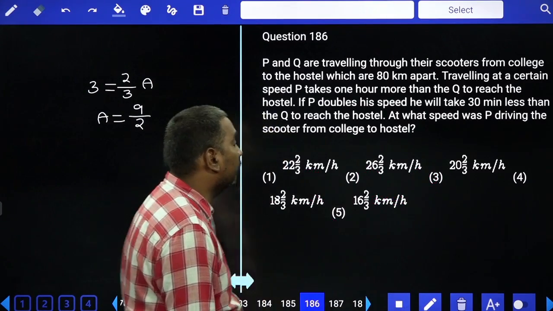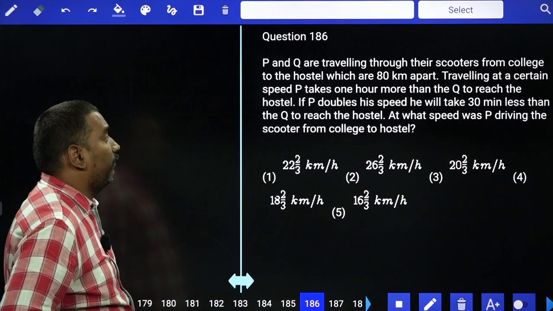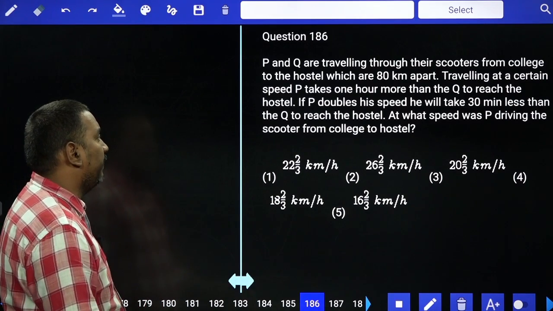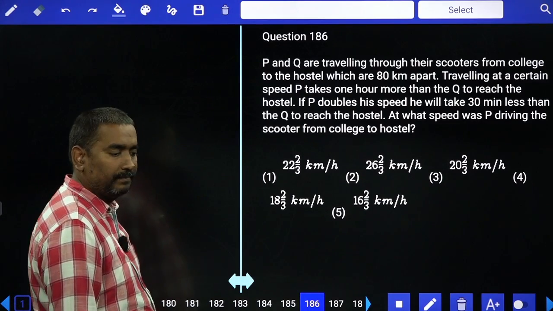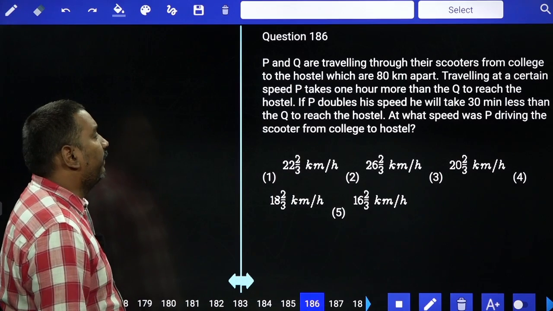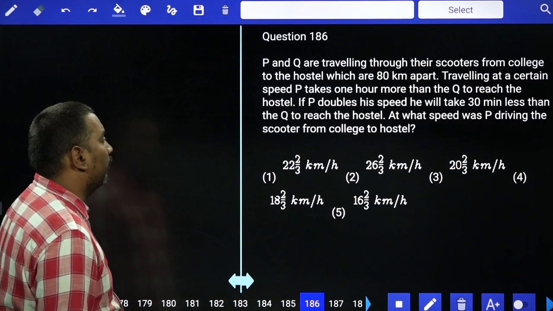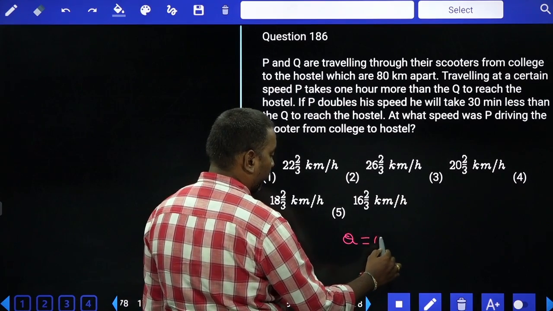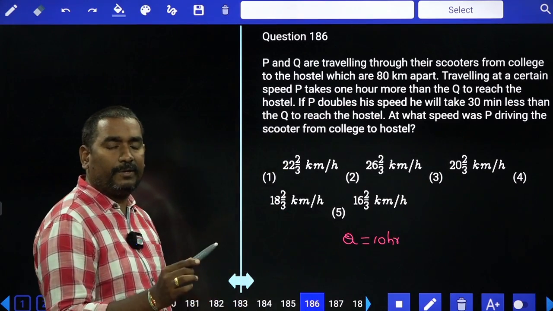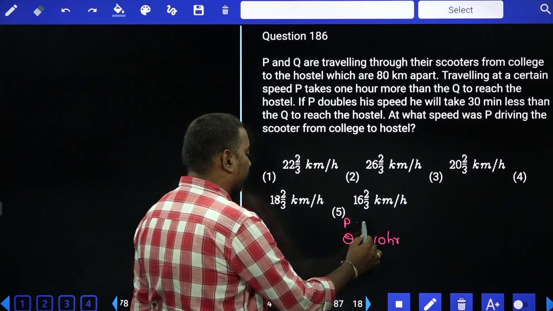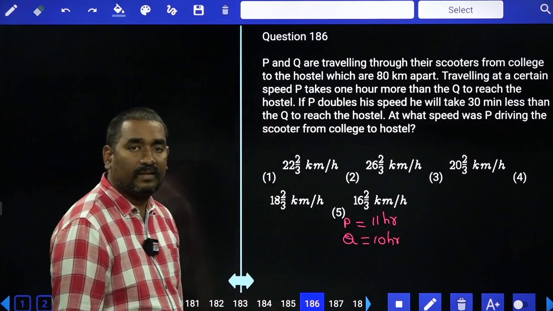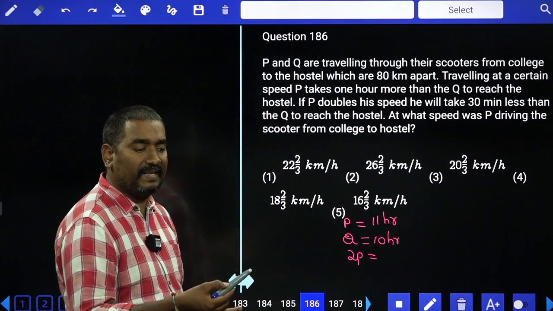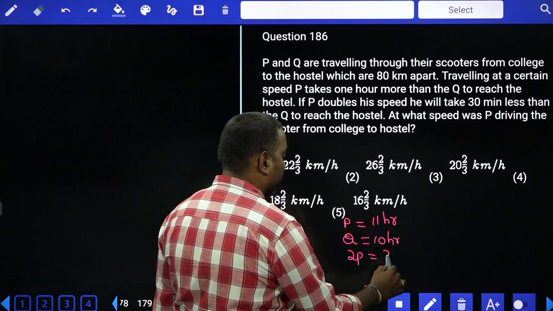Next one. P and Q are traveling on their scooters from college to the hostel, which are 80 kilometers apart. Traveling at a certain speed, P takes 1 hour more than Q to reach the hostel. If P doubles his speed, he will take 30 minutes less than Q to reach the hostel. At what speed was P driving the scooter from college to hostel? Suppose Q takes 10 hours, let us assume that. If Q takes 10 hours, P takes 1 hour more, which means 11 hours. If P travelled with double speed, then he takes 30 minutes less than Q. 30 minutes less means half an hour less, 9.5 hours.